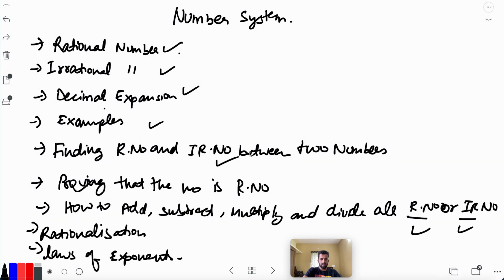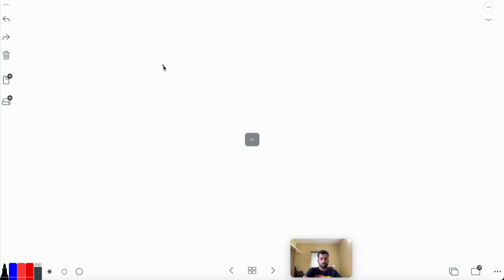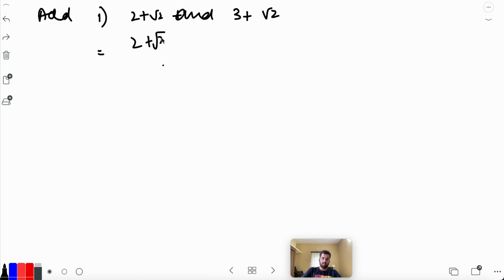Now let's take a new page. First we will go for the addition. For example, we have 2 plus root 2 and 3 plus root 2. Again we have a question like this. What will you add? We have to do addition, so write in the addition form, plus 3 plus root 2.